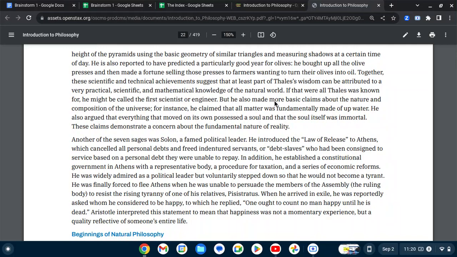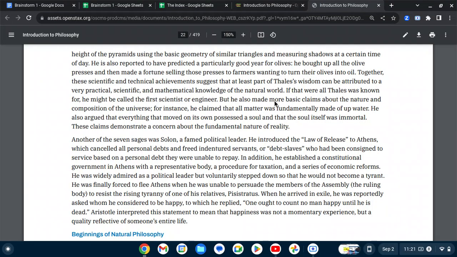Another of the seven sages was Solon, a famed political leader. He introduced the law of release to Athens, which canceled all personal debts and freed indentured servants or debt slaves who had been consigned to service based on a personal debt they were unable to repay. In addition, he established a constitutional government in Athens with a representative body, a procedure for taxation, and a series of economic reforms. He was widely admired as a political leader, but voluntarily stepped down so that he would not become a tyrant.